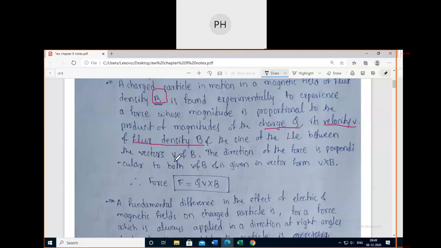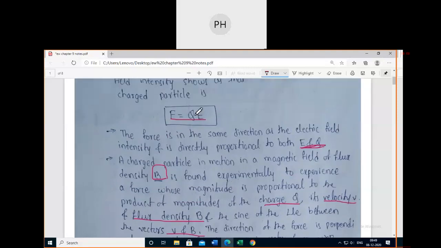The sine of the angle between the vectors V and B. The direction of the force is perpendicular to both V and B, given by the vector Q into V cross B. That's what you can indicate, compared with electric field intensity, where F is equal to Q into E.